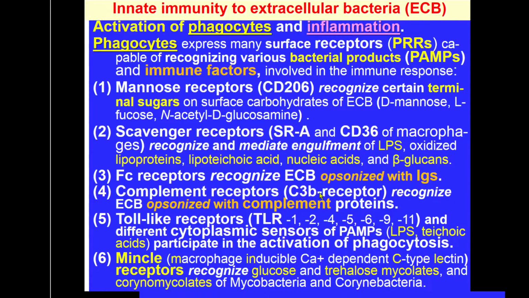Then complement receptors, receptors for the C3b molecule of the complement system. The C3b molecule binds to many bacteria, and complement receptors recognize the C3b molecules bound to the bacteria, recognize these bacteria, and after that phagocytose them.